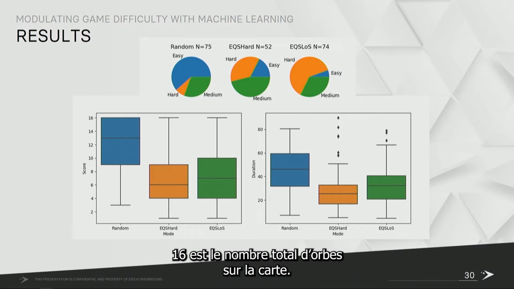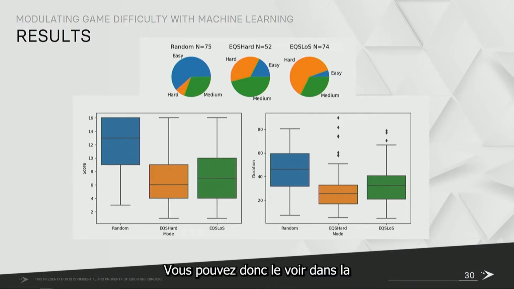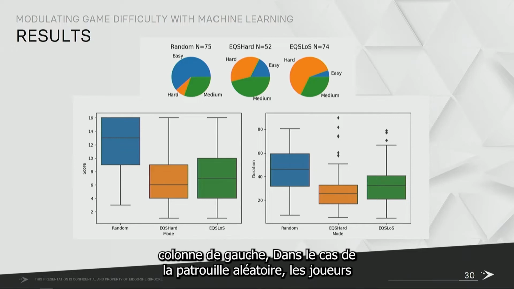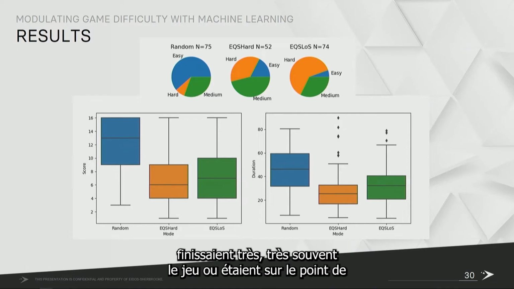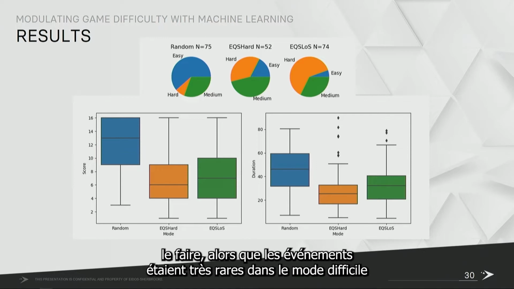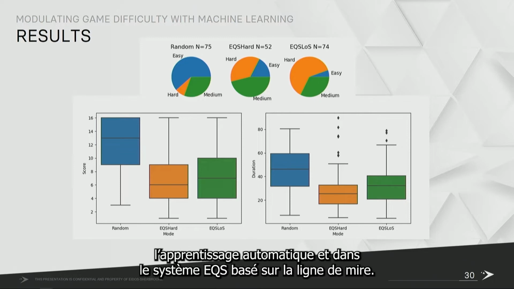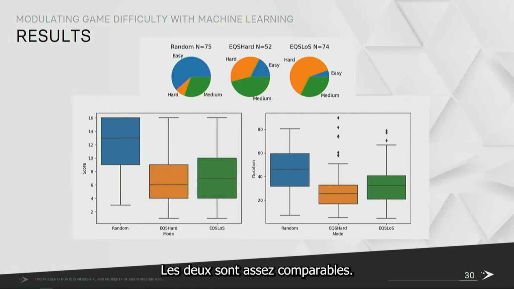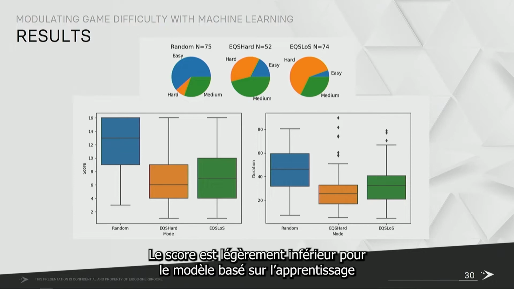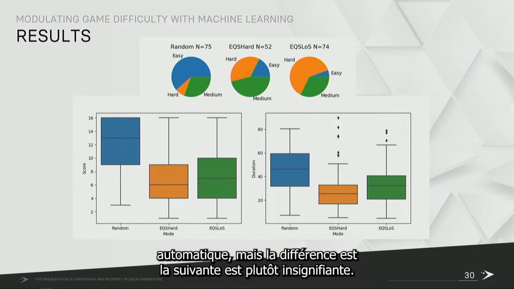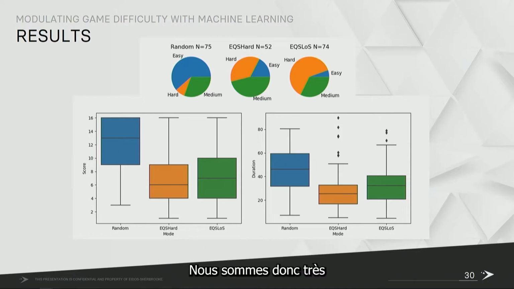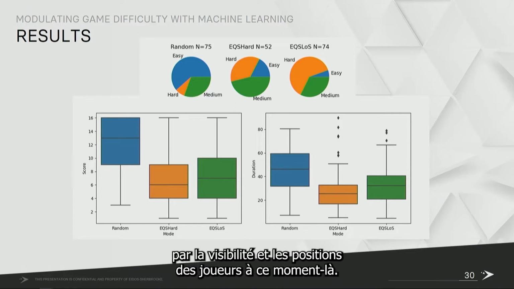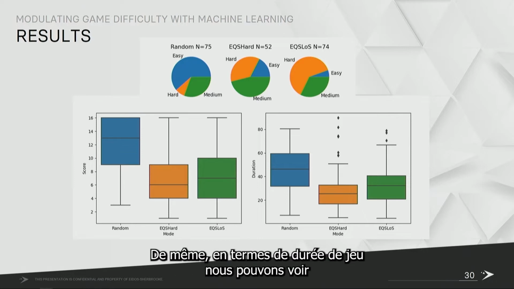16 is the total number of orbs on the map. So you can see in the left column, for the random patrol, players were very often finishing the game or getting very close to finishing it, whereas those were very rare events in both the machine learning difficult mode and the line of sight based EQS system. They're both pretty comparable. The scoring is slightly lower for the machine learning model based one, but the difference is rather insignificant. So we're very happy to see that our model was able to be essentially as difficult in the hard setting as a very aggressive EQS system that was directly being fed the visibility and the positions of the players at that instant.